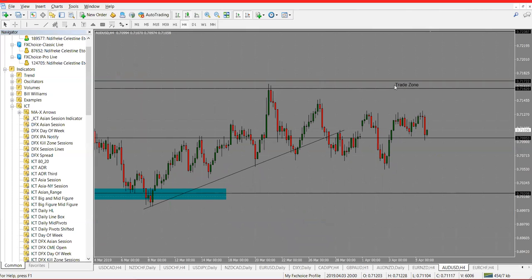I may not sell all the way down here. I may sell just to some level here for a quick win and out, if I really want to do that.